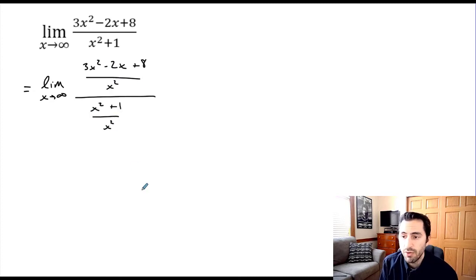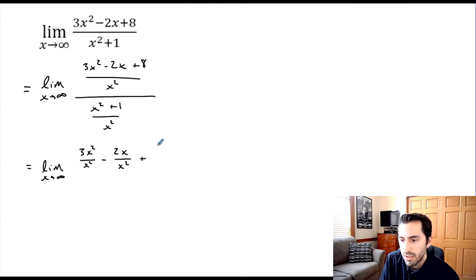Okay, it's important to note that I'm not changing the value of my function at all. Essentially, I'm dividing by 1, okay? Since we're doing the same thing to the numerator and the denominator. But now we can split this up and we can do a little bit of simplifying. So the limit again, as x approaches infinity, and then I'm going to separate all of these out. So we have 3x squared over x squared minus 2x over x squared plus 8 over x squared. And then the same thing in the denominator.